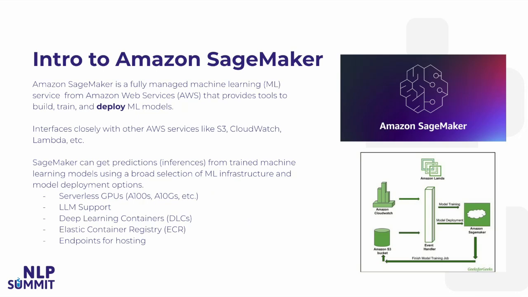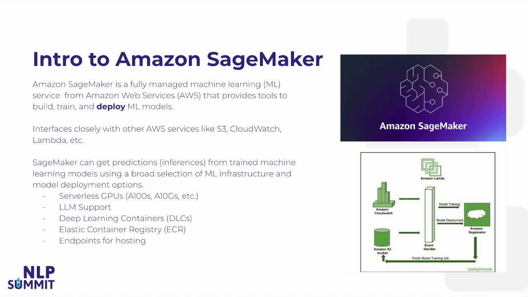What is SageMaker? Amazon SageMaker is a fully managed machine learning service from Amazon Web Services that provides tools to build, train, and deploy models. We'll focus on the deploy part for this presentation. SageMaker interfaces closely with other AWS services like S3 to store model objects, CloudWatch to trigger alarms, and Lambda. You can see in the bottom right figure how some of these services interface with each other.